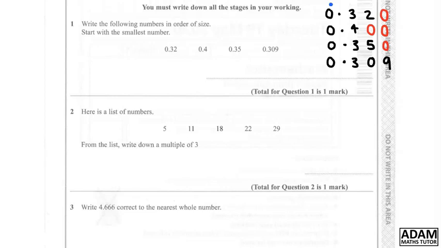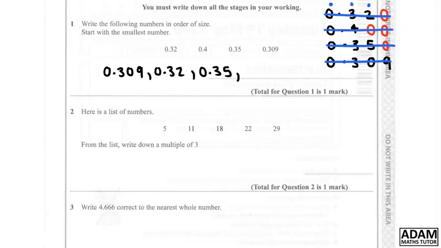First column won't help as all of them are zeros. The next column is slightly helpful, but there's still 3 of these that have the same number 3. Moving on to the next column, out of those 3, we can see that this number has a 0, which means that this one would be the smallest. So 0.309. Out of the other 2 numbers, we can see that this one here has a 2, which is the next smallest. So 0.32. And 0.35 would be the next, which means that the biggest would be 0.4.